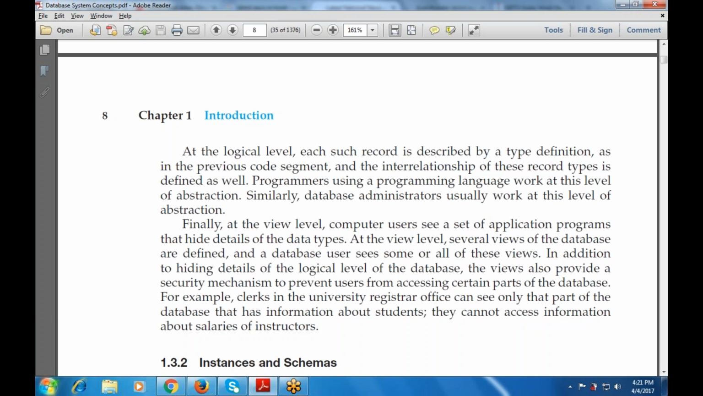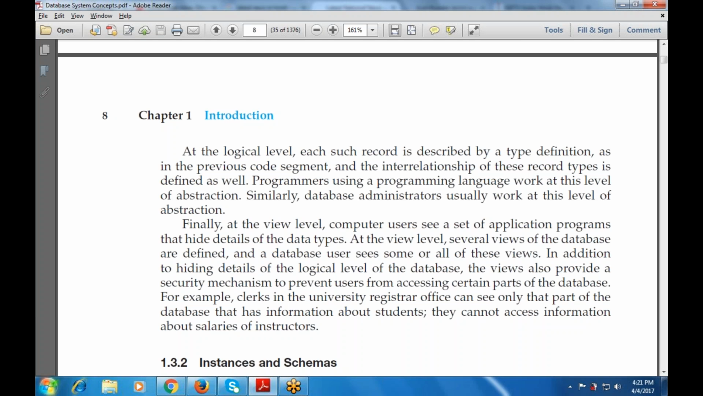Whenever a programmer using a programming language works, they work at this level of abstraction. Similarly, the database administrator usually works at this level of abstraction. Finally, at the view level, computer users see various application programs that hide the details of the data types. At the view level, several views of the database are also defined.